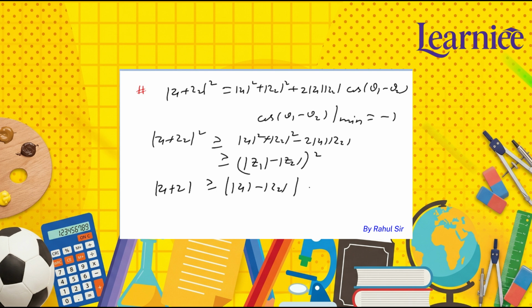And when does this equality hold? Equality holds whenever cos of (theta 1 minus theta 2) is equal to minus 1, or theta 1 minus theta 2 is an odd multiple of pi, like pi, 3 pi, so it's (2n plus 1) pi. Whenever it is an odd multiple of pi, cos(theta 1 minus theta 2) will be minus 1.